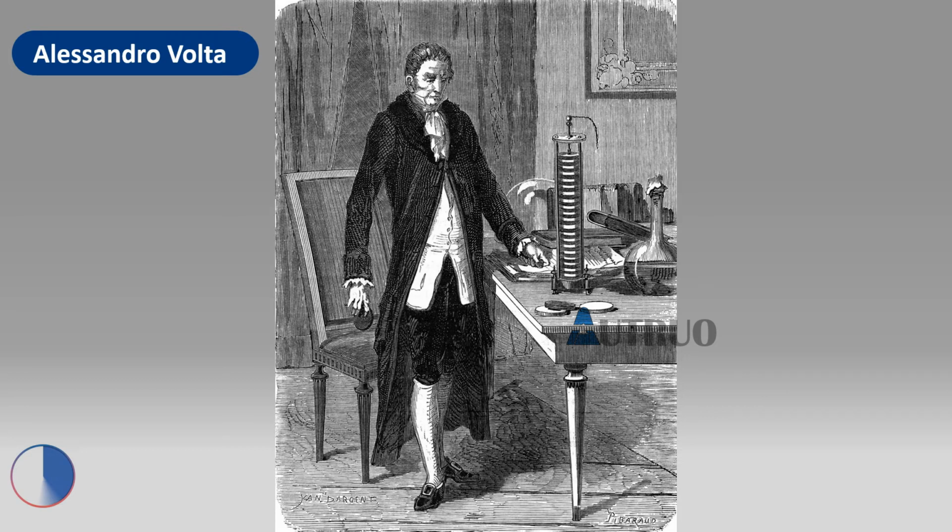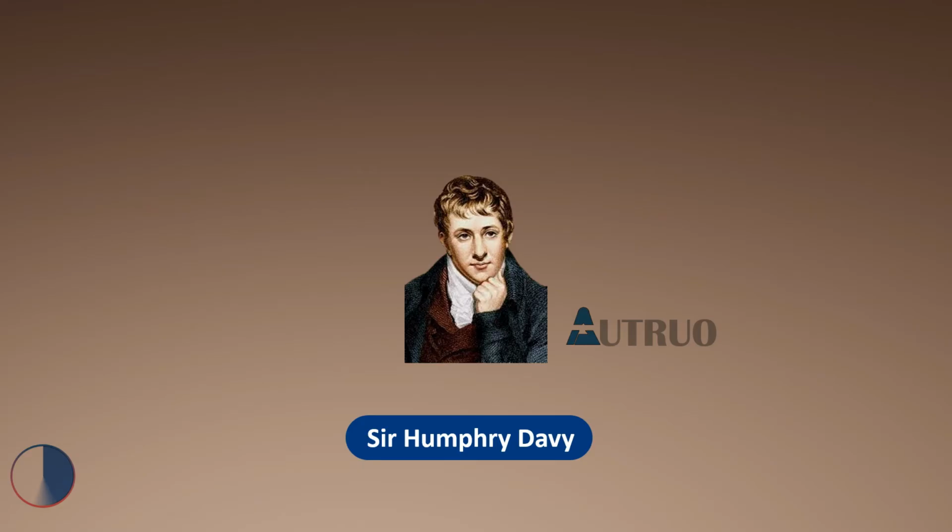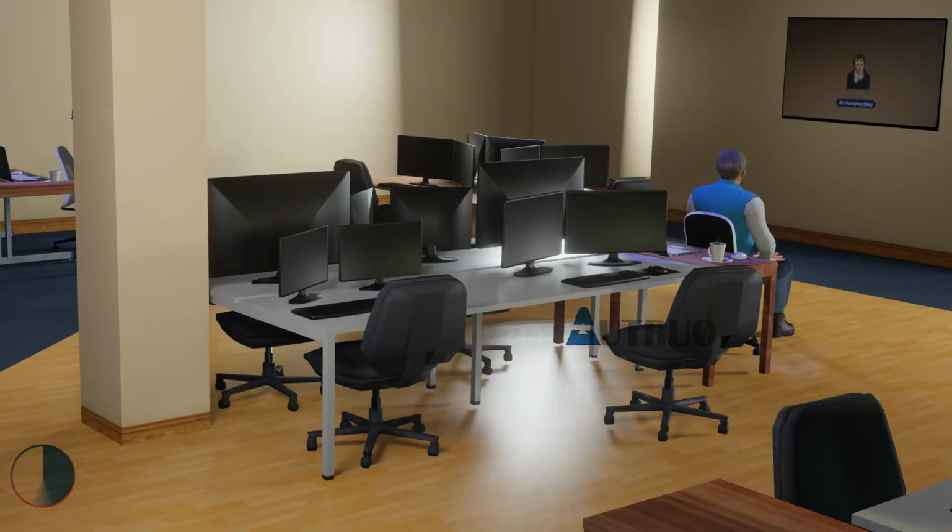Later that same year, Sir Humphry Davy discovered electrolysis. When he passed an electrical current through some substances, they began to decompose. This became known as electrolysis. Davy's experiments later led to the discovery of a range of elements, including calcium, magnesium, strontium, and barium.